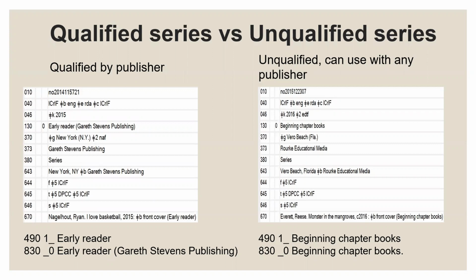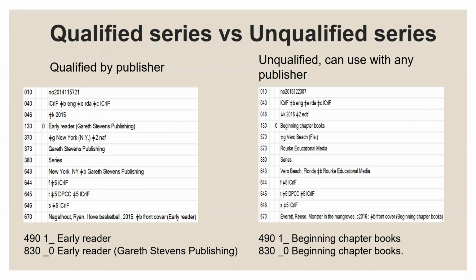So if I have a book in hand that says early reader, but my early reader is published by Scholastic, I cannot use this authority record, the one on the left that says early reader, Gareth Stevens Publishing, because this authority record only is for books that are published only by Gareth Stevens. If I had early reader by another publisher, I need to look for a different authority record, or perhaps that particular book is not in a series.